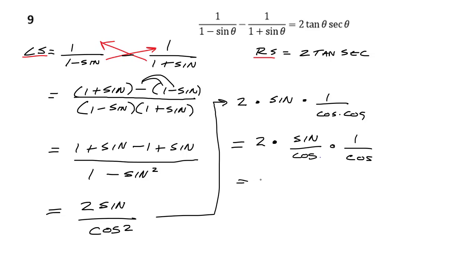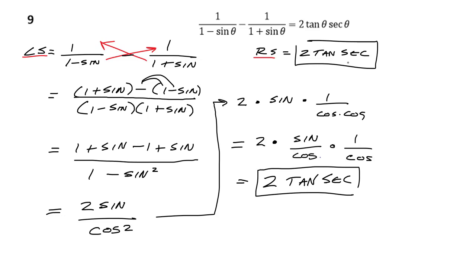So what do we really have? 2 times, what's sine times 1 over cos? Sine divided by cos is tan. So 2 times tan. And what's 1 over cos? Isn't that secant? There you go. It's the same as this.